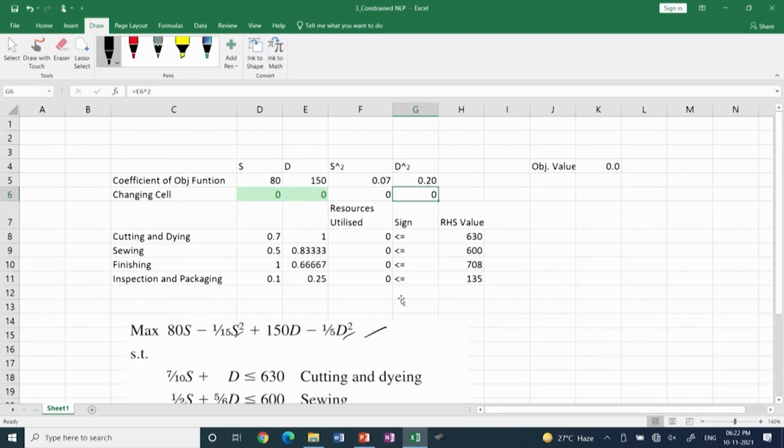Okay. So, again I have written, suppose if I click on F8, for example, you see that SUMPRODUCT D6 to E6 and D8 to E8. Because in the constraint there is no square, there is no nonlinear form, so I am considering only the linear form. Now, look at the objective function, the K4. The K4 is SUMPRODUCT for positive coefficients, that is for linear coefficients, minus SUMPRODUCT for nonlinear coefficients.